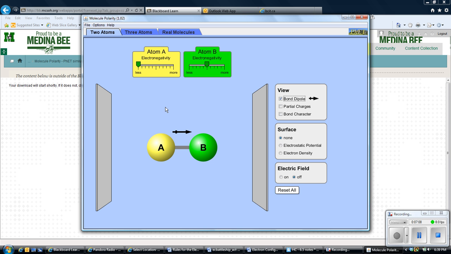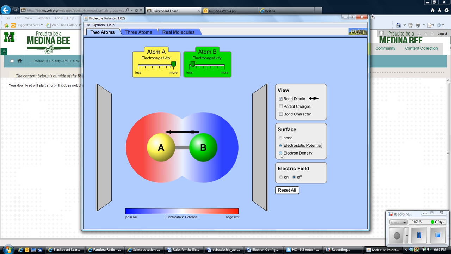First of all, let's imagine there's just two atoms here. I can say this one is going to be the more electronegative atom, and this one is the less electronegative atom. What do we see happen? There's a greater attraction of electrons to atom A, the more electronegative atom, than atom B. Let's look at electrostatic potential. Which side is more negative than the other? A is more negative, more red. B is more blue.